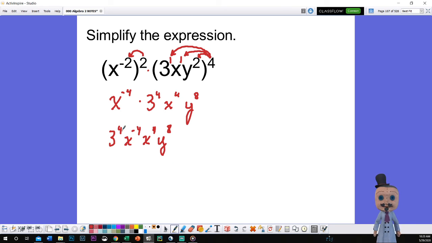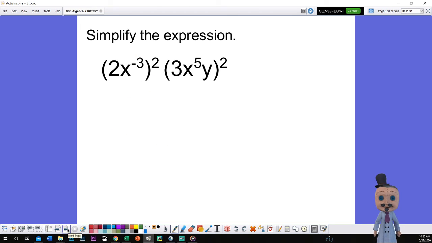Alright, 3 to the 4th power, that is 3 times 3 times 3 times 3. My calculator says that is 81. Now I have negative 4 plus 4. That gives me x to the 0. And I just have one step left here. Anything to the 0 power is 1. So this is just 1 times 81, which is just 81. So it's just 81y to the 8th. And that's it for that one.